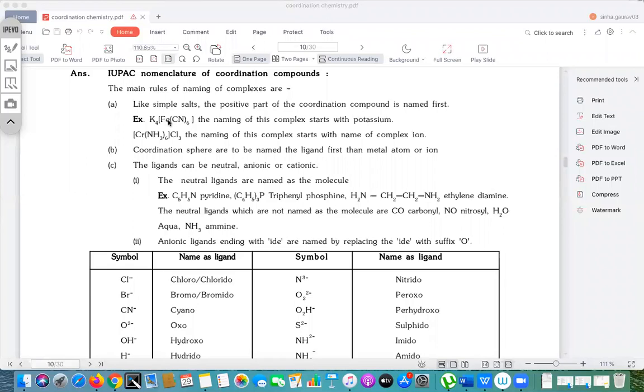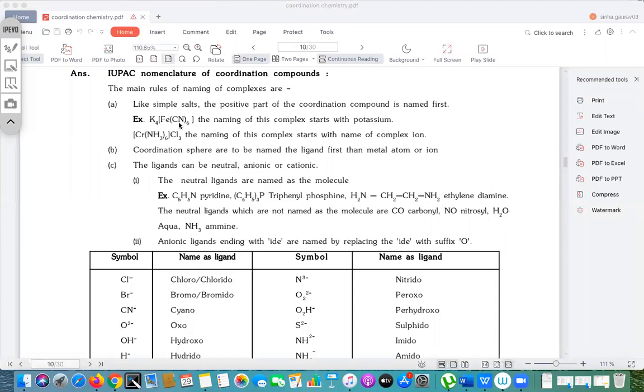For K4[Fe(CN)6], we'll write down the name of ligands first, then the name of the metal. Just after the name of the metal, we'll write down the oxidation state of the metal in parenthesis. I'll show you some examples. If you have multiple ligands present, then we'll write down the names of ligands in alphabetical sequence. That's a basic rule we are following here.